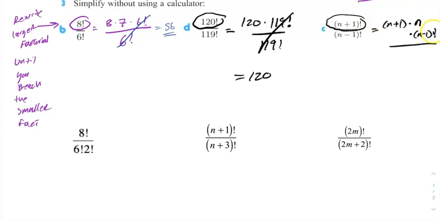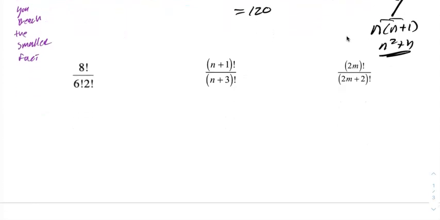Again, you can stop anywhere you want. I'll stop there because that matches n minus 1 factorial on the bottom. Sorry for the bad handwriting, I just ran out of space. These cancel, and you're left with n plus 1 times n. Or if you want to be a pro about it, n squared plus n. So that's what I do when there's variables. And we'll do a couple more in a second.